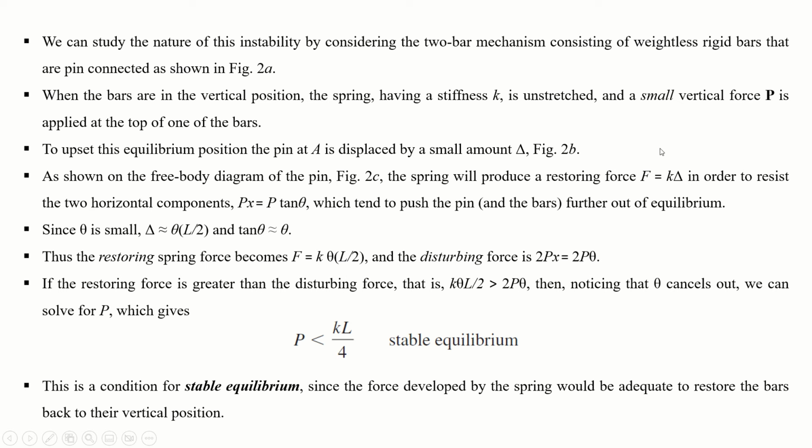Now, in this equation, F is equal to K delta. You have just replaced this delta by its value, which is equal to theta into L by 2. So the equation becomes F is equal to K theta L by 2, and the disturbing force 2Px is equal to 2P theta, right?